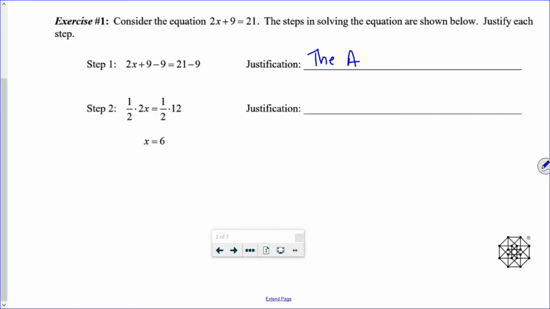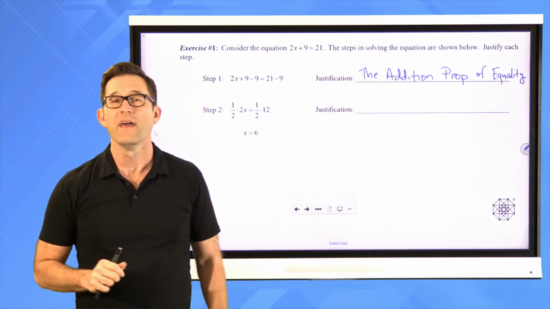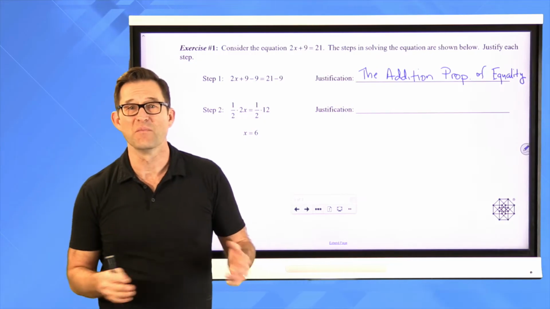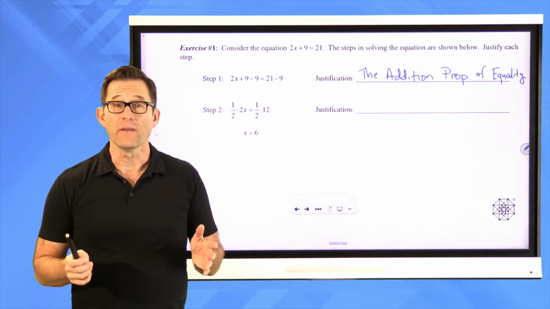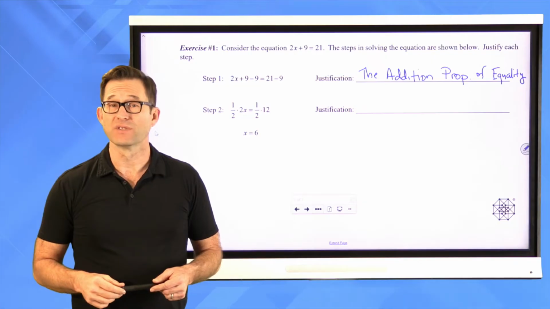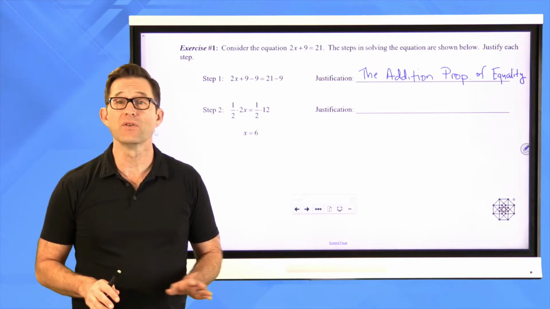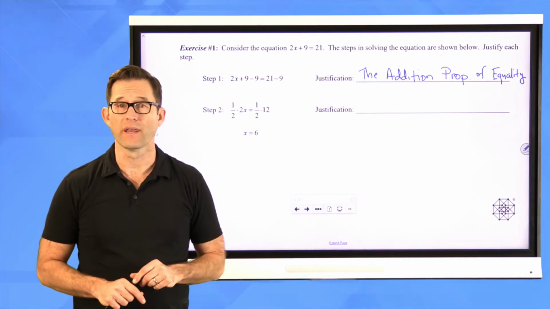the addition, we will often abbreviate property as prop of equality. I got it in there. Excellent. The addition property of equality. Now again, I get it. We didn't add something to both sides, but you could think of it as adding a -9 to both sides of the equation, and what allows us to do that is the addition property of equality.